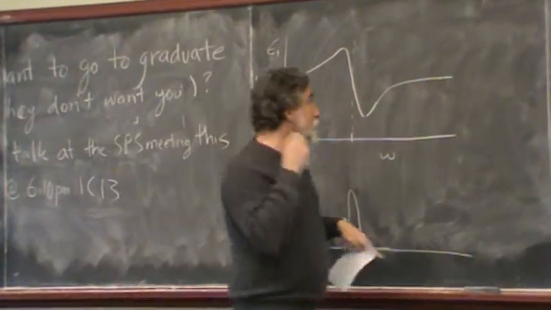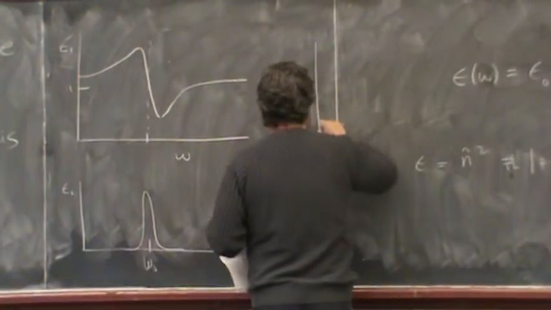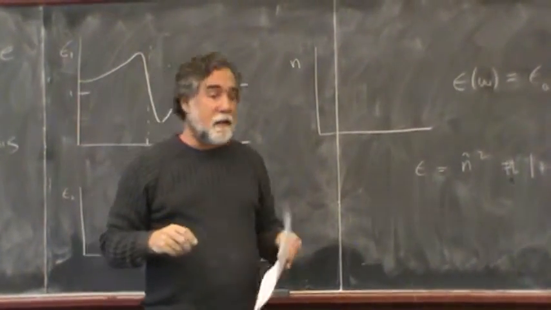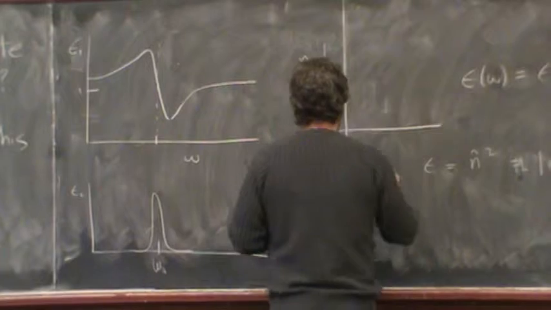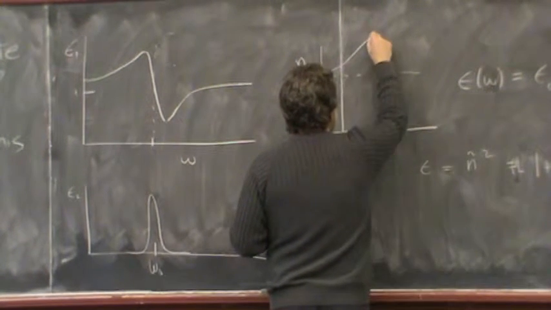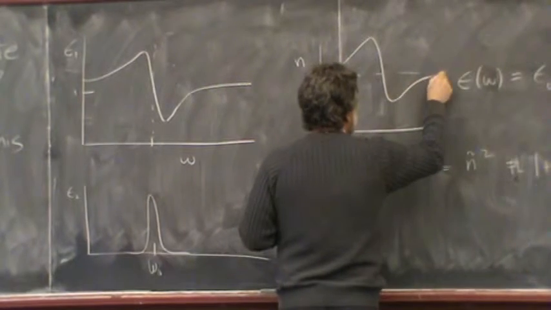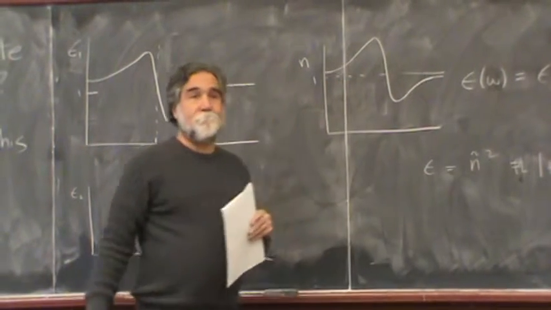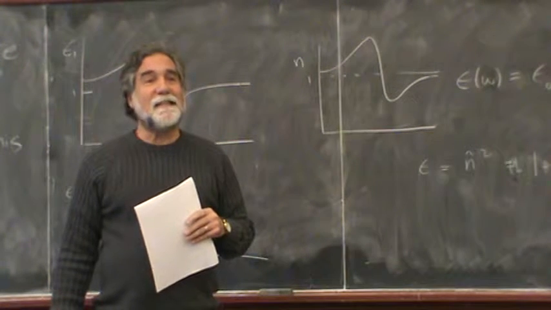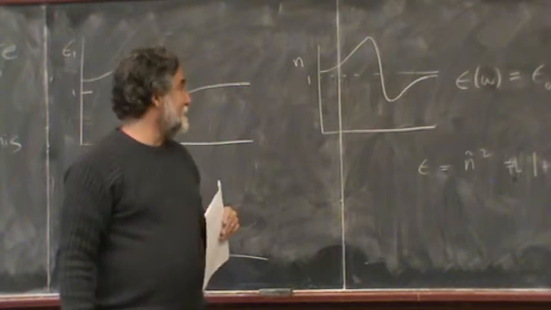I should also plot the measurable things, which would be the index of refraction. That's the thing that we're interested in as far as the speed is concerned. There's 1. And the index of refraction looks like that. Yeah, it's less than 1. It is.